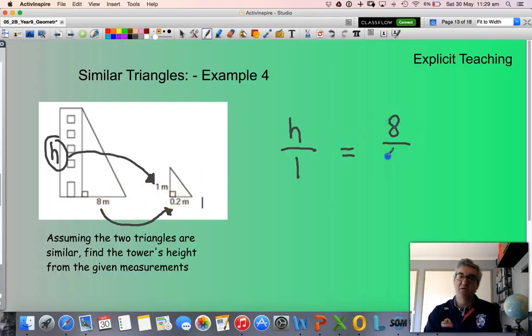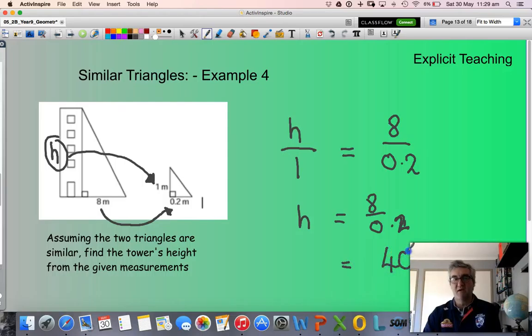So I can say that H equals 8 divided by 0.2. Well, 0.2 is 1/5, so that's the same as multiplying by 5. So it equals 40. So you can think of H as being 40 meters. So in other words, my scale factor was 40.